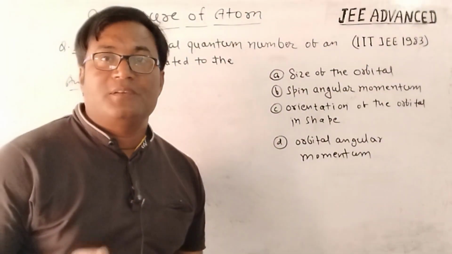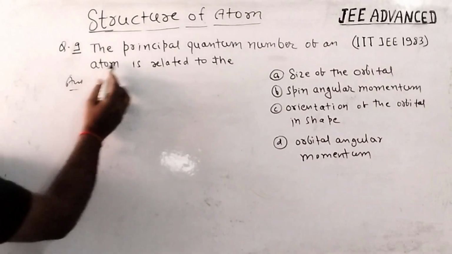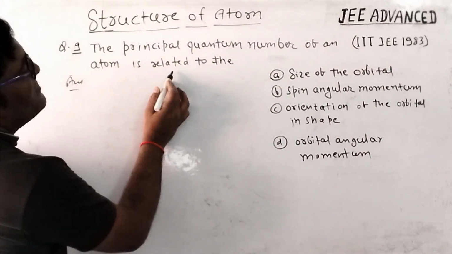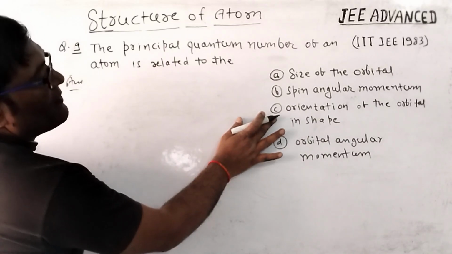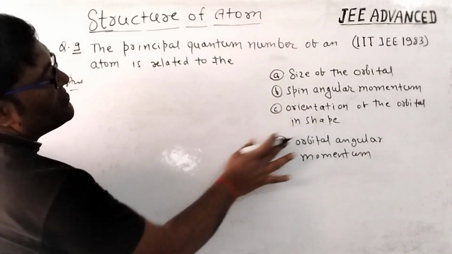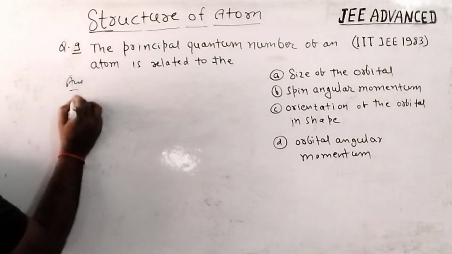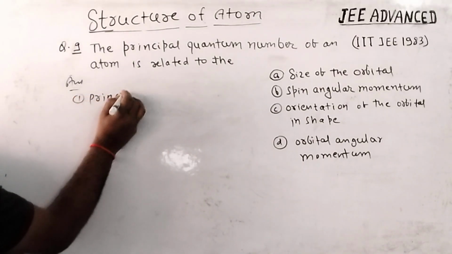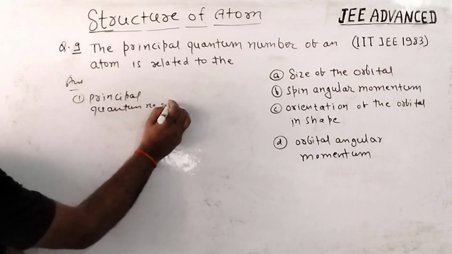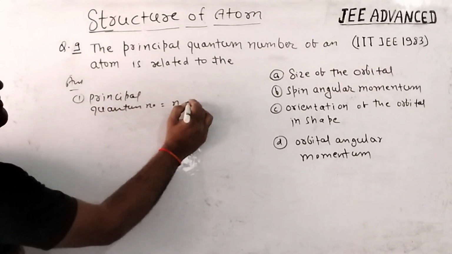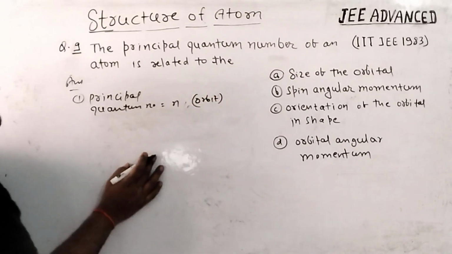Question number 9 is completely based on quantum number. So I am going to solve this question. According to question number 9, the principal quantum number of an atom is related to the size of orbital, spin, angular momentum, orientation of the orbital in shape, and orbital angular momentum. Actually, quantum number first is principal quantum number denoted by n, may represent all information of orbit inside the atom.